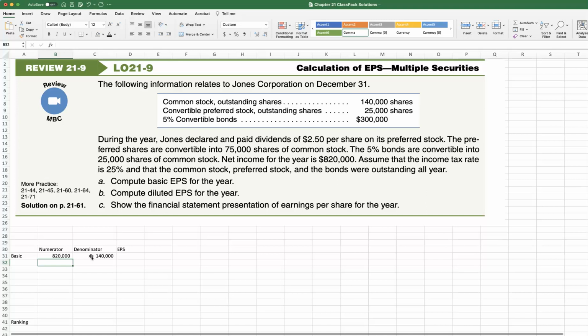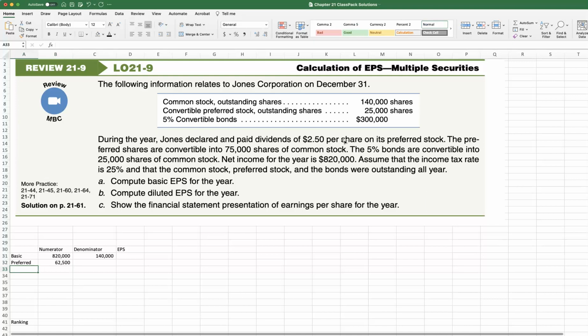First, let's calculate basic. And remember, we can't just take income on it. If we've got preferred stock, we need to go ahead and adjust for that in the basic calculation. And I need to figure out the dividend. So go up here and it says, during the year, we've declared and paid a dividend of $2.50 per share. They're not making us calculate the number of shares. They're giving it to us. That's very nice. So I'm going to take the 25,000 shares times the $2.50, and we have a preferred dividend of 62,500.